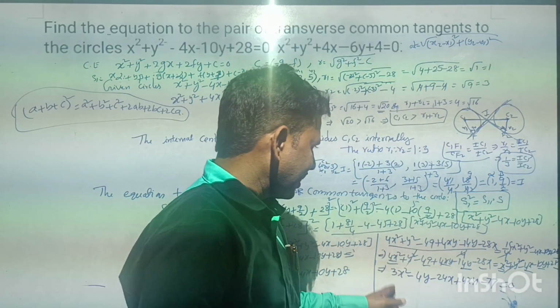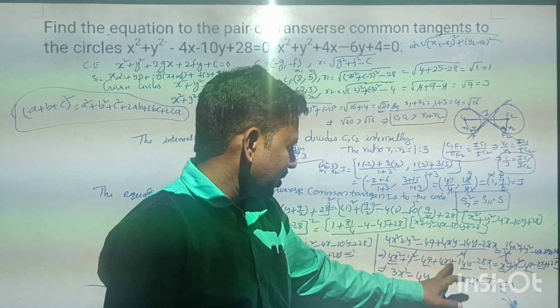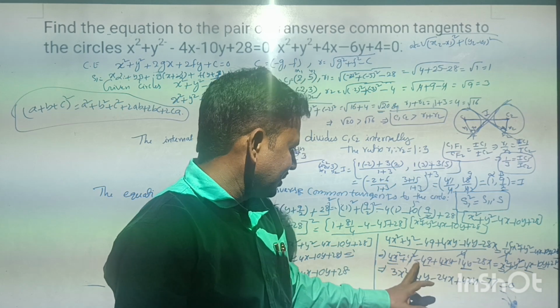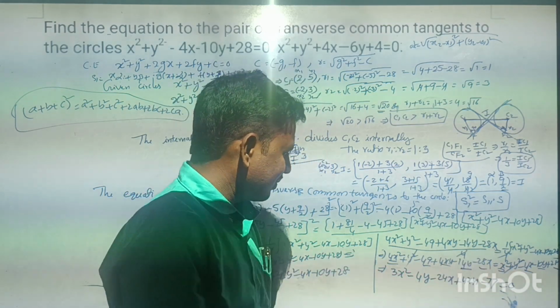So here the x square terms are completed. Y square terms are cancelled. So xy term of 4xy. So x terms are already completed. Y terms and constant completed.